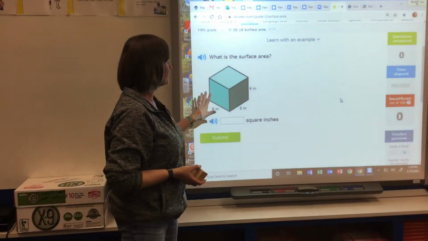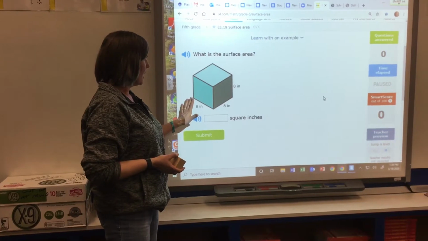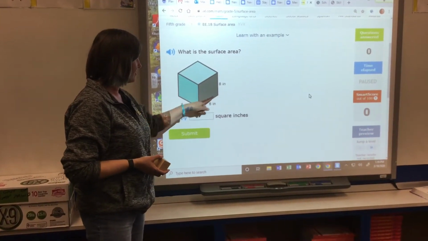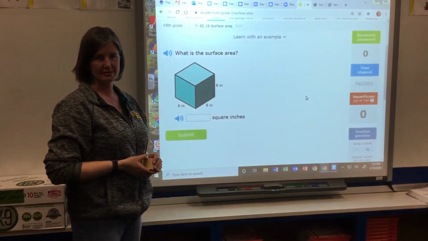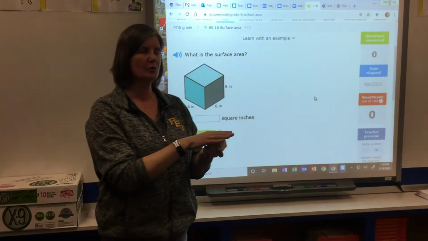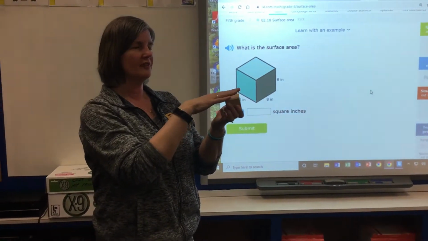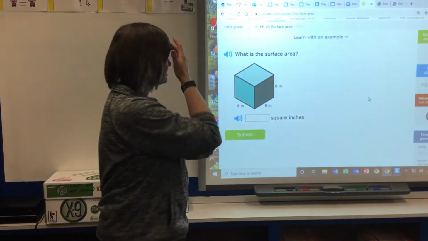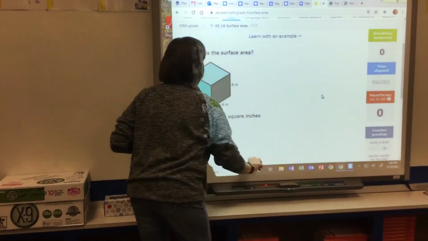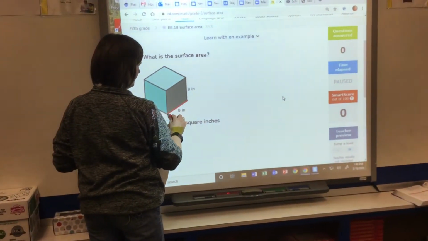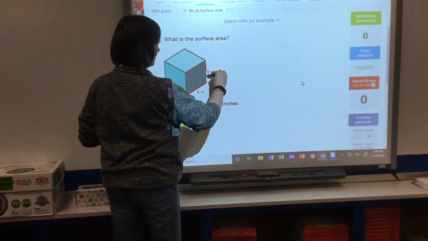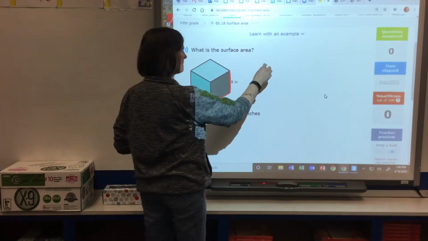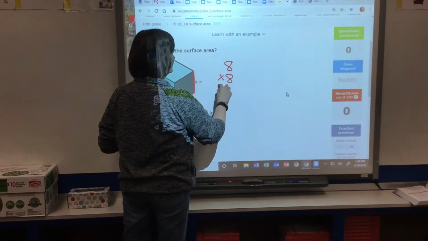And we know in this picture that it is a cube because if you look at each side of this, they all have the measurement of 8 inches on it. Just a reminder, when we're finding surface area, you're just finding the area, the length times the width of one side. The length of this side is 8, and the width of this side is 8. What is 8 times 8? 64. 8 times 8 is 64.